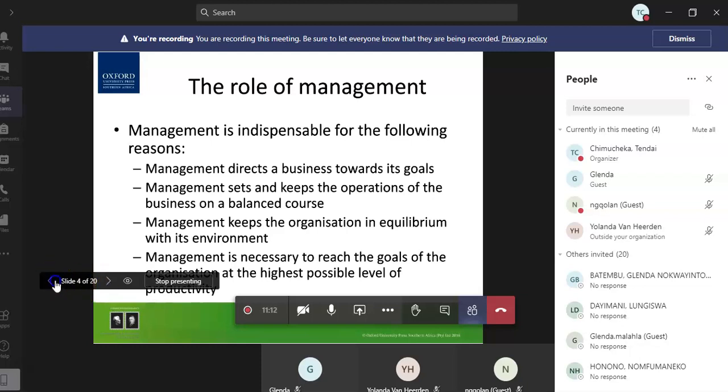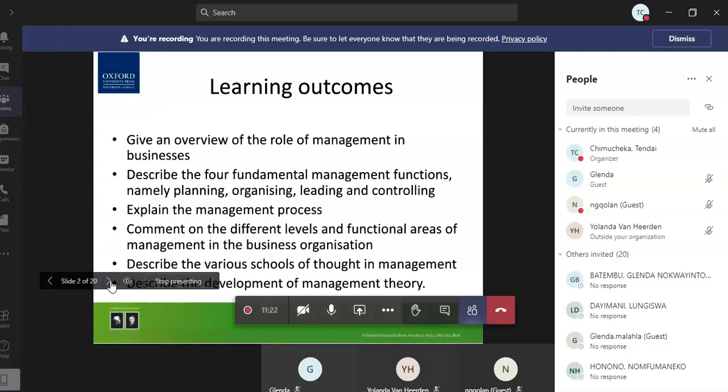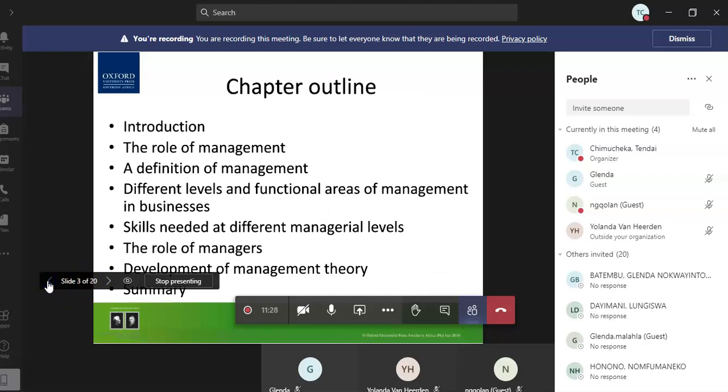So chapter 6 is basically focusing on introduction to general management. In this chapter, we are supposed to look at the introduction, then the role of management, definition of management, different levels and functional areas of management in business, then the skills needed at different managerial levels, then the role of managers. Then we will also look at the development of management theory, which is your assignment. I think it's on assignment 2 and assignment 3. Then that will be the end of the chapter.